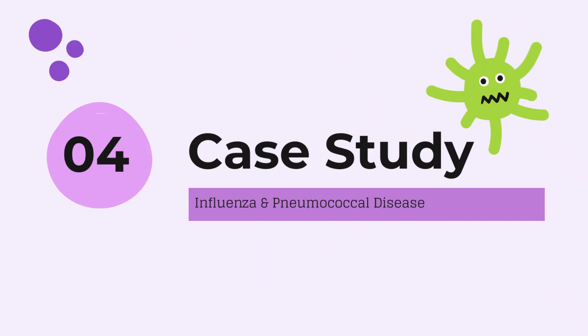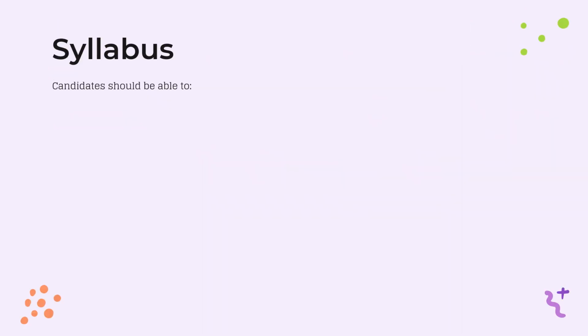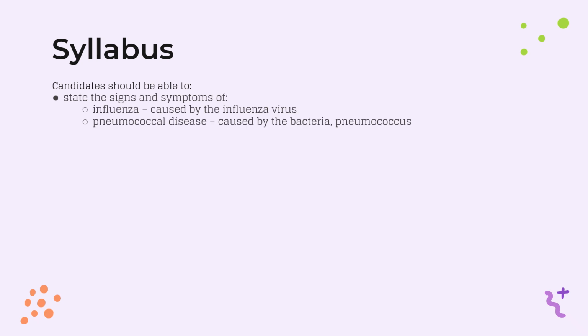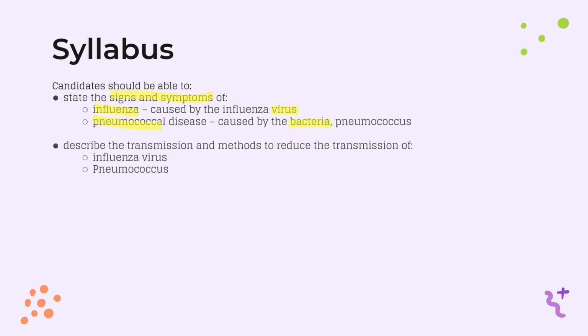Okay, so let's begin. Let's talk about the two objectives from the syllabus. You must learn how to state the signs and the symptoms of influenza and pneumococcal. Okay, so I have mentioned just now, influenza is caused by a virus and pneumococcal is caused by a bacteria. You must describe the transmission, okay, how they are being transmitted from one individual to another, and you must also describe the methods to reduce the transmission.